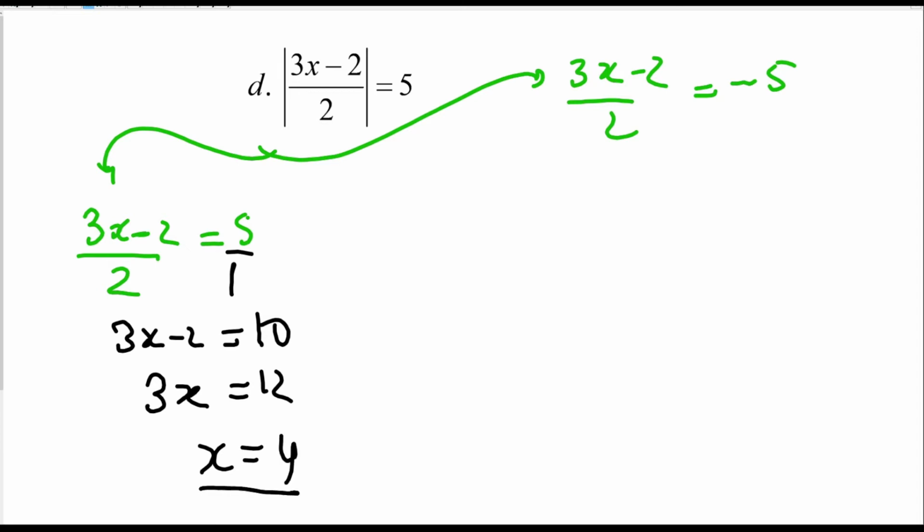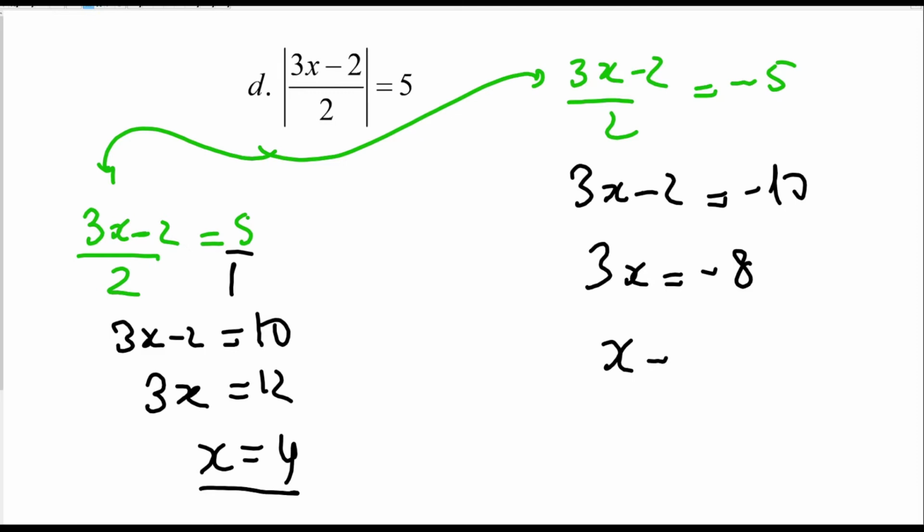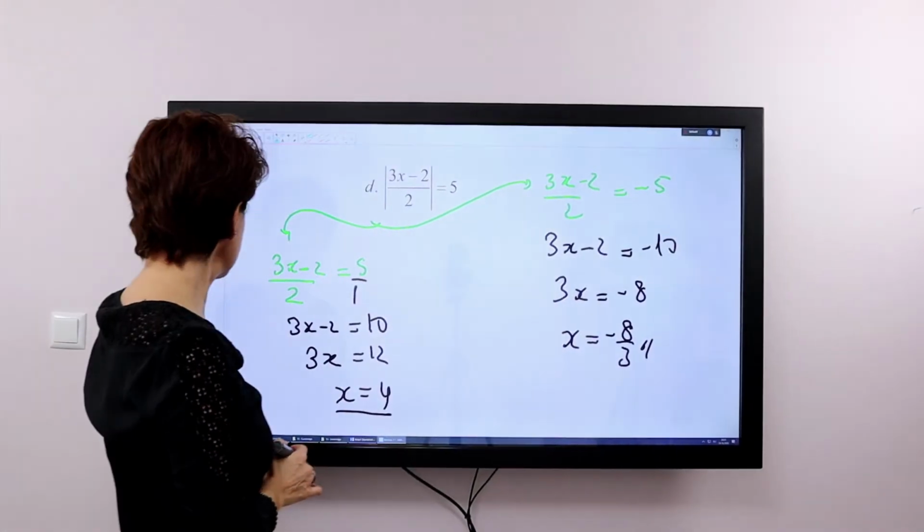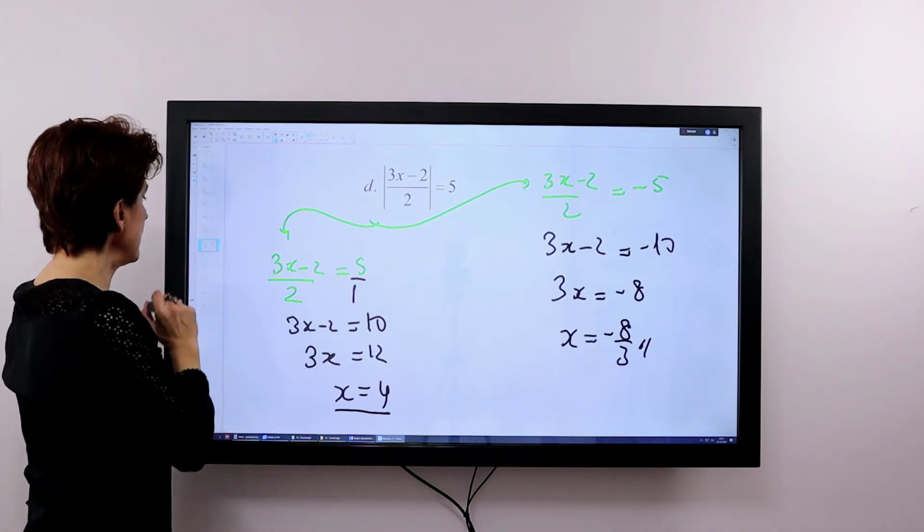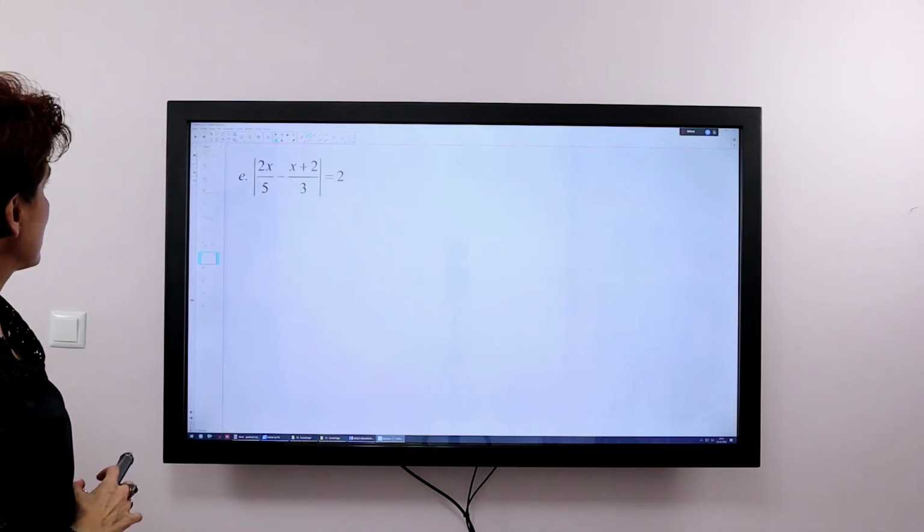Got it? Here. Then 3x negative 2 is negative 10. If I move negative 2 to the right-hand side, 3x equals negative 8. If we divide both sides by 3, x is negative 8 over 3. Easy, right? It's easy. Okay. One more question here.